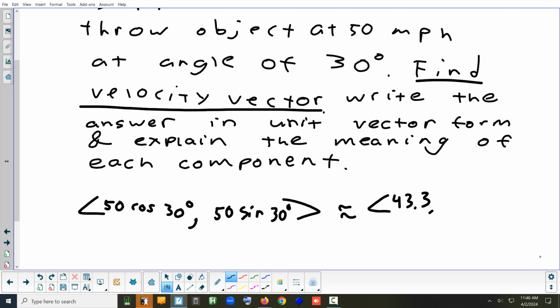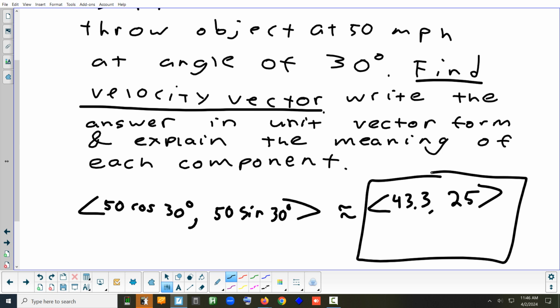Yeah, 25. Because the sine of 30 is a half. So it's just half of 50. Okay. So there's our answer in the notation we learned yesterday. How would you write this in the notation we learned today? 43.3i plus 25j. Okay, either answer is correct. Just a matter of if they tell you a certain way to do it.